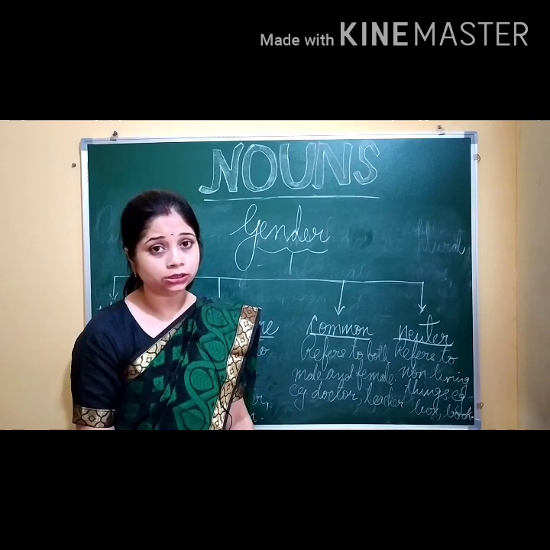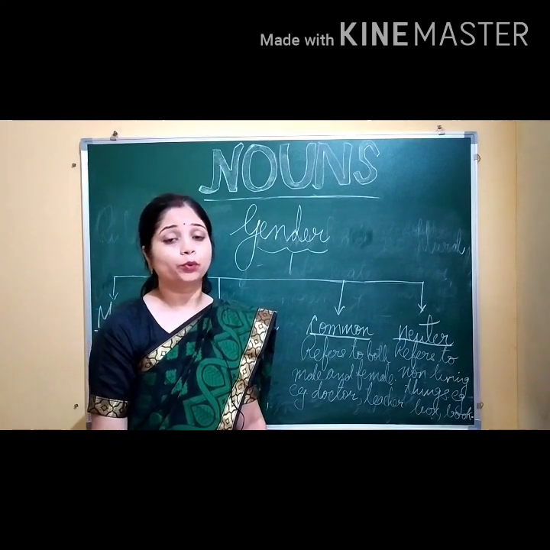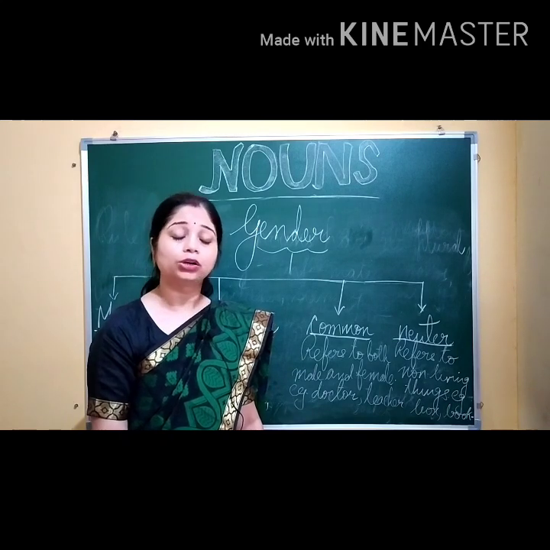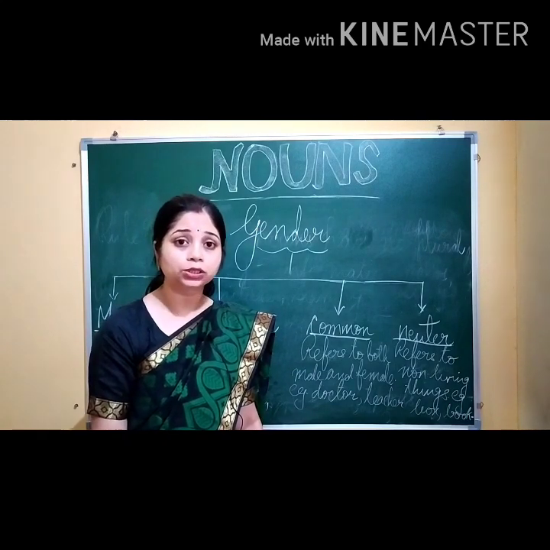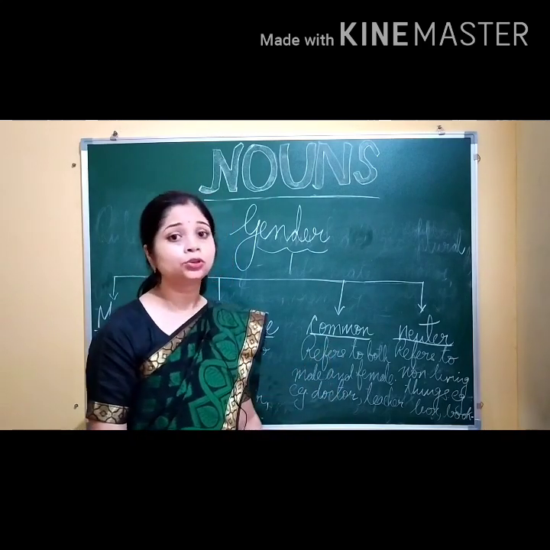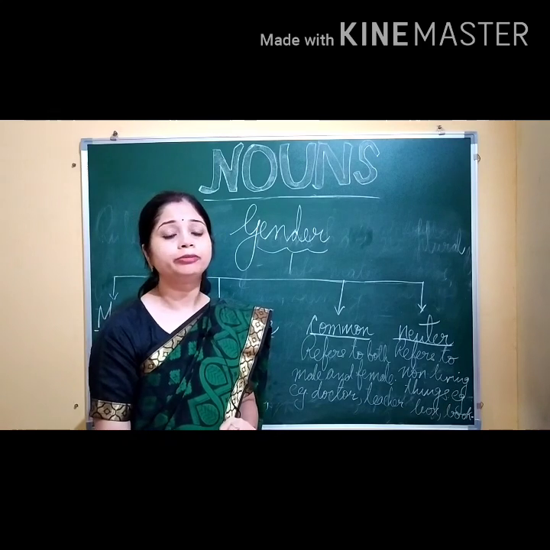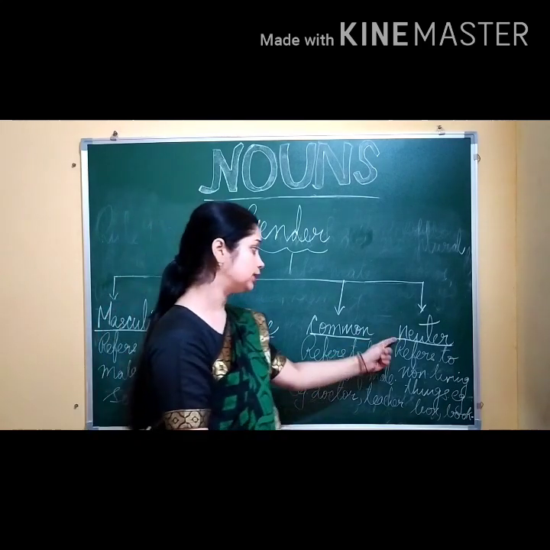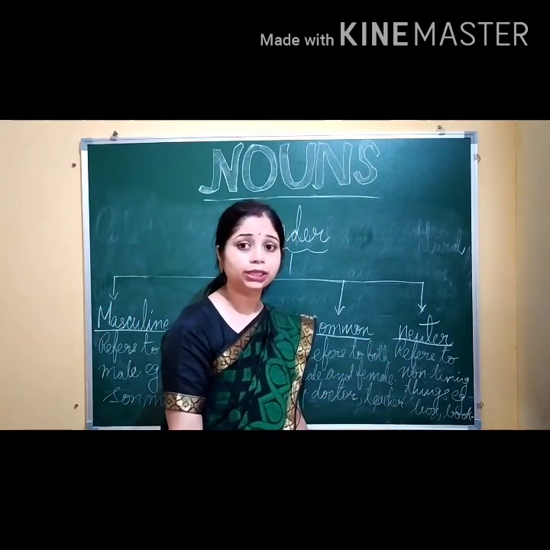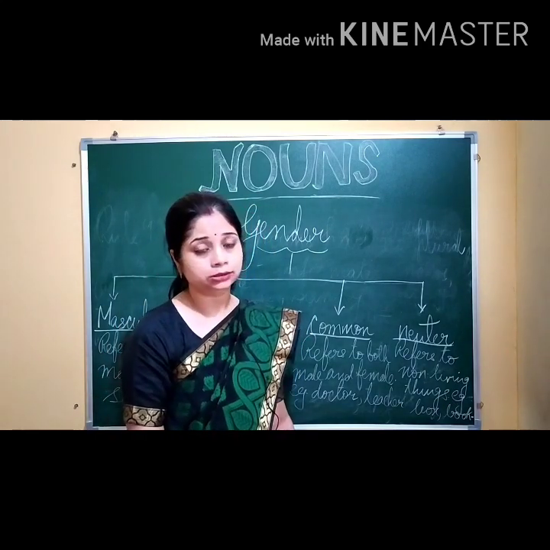Suppose I say doctor or teacher, it's difficult to find out whether it is a male teacher or a female teacher, a male doctor or a female doctor. So, a common gender refers to both the kinds, male as well as female. Neuter gender refers to the non-living things. For example, book and box.